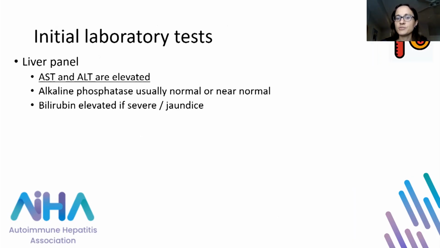In terms of the initial laboratory tests, we already talked a little bit about the liver panel. The AST and ALT are usually elevated. The other two tests that you'll see on a liver panel are the alkaline phosphatase and the bilirubin. The alkaline phosphatase is usually normal or near normal, and the bilirubin can be elevated, but really only when patients have severe liver injury. The bilirubin is what causes people to have jaundice, or that yellowing of the skin and the eyes. So typically, if there's severe liver injury, you'll see the bilirubin elevated, but outside of that circumstance, you usually do not.